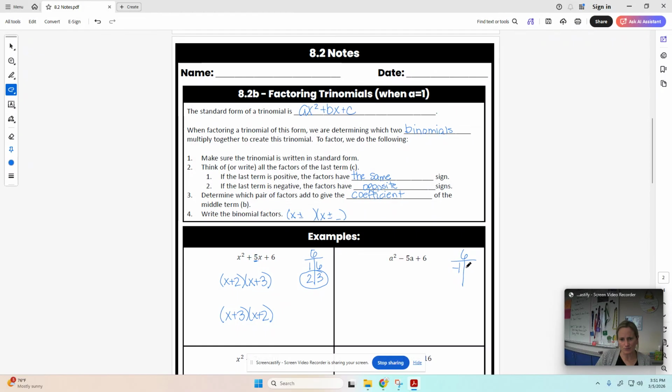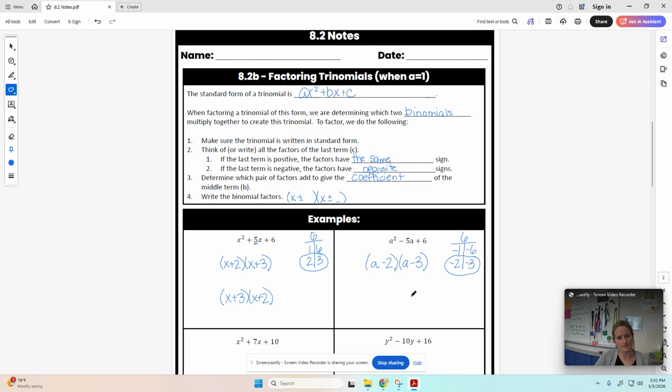So it's either -1 and -6, because those multiply together to give me positive 6, or it's -2 and -3. Well, the only ones that add together to give me -5 are -2 and -3. So those are my factors, and so it's a minus 2 times a minus 3. I could write it as a minus 3 times a minus 2. That order doesn't matter, it's correct either way. There's no standard way to write out the order of the factors.